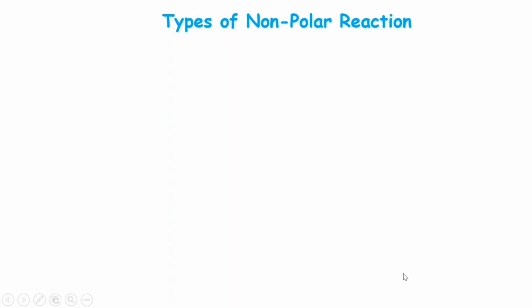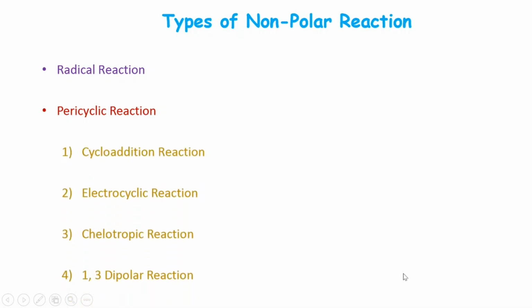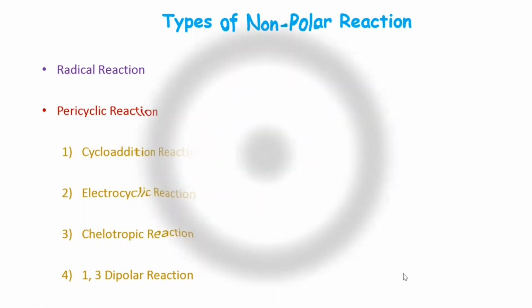Next, we will see the types of non-polar reactions. There are two types of non-polar reaction, radical reaction and pericyclic reaction. Pericyclic reactions are further divided into cycloaddition reaction, electrocyclic reaction, cheletropic reactions and 1,3 dipolar reaction. Next, we will see the types of polar reaction in detail, in which first is addition reaction.